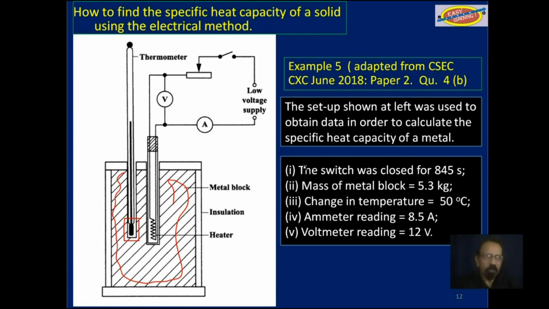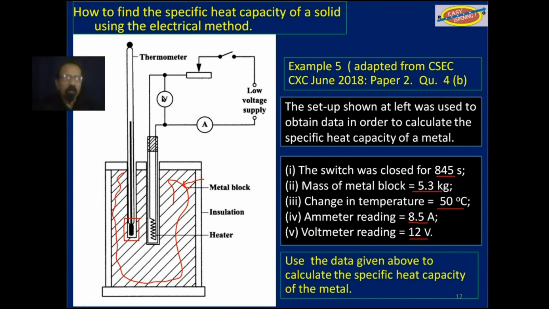We are told that the switch was closed for 845 seconds, that the mass of this metal block that you see here is 5.3 kilograms, that the change in temperature is 50 degrees Celsius. So you're not given the initial and final temperature. You are told that the change in temperature is 50 degrees Celsius. The ammeter reading is 8.5 amps, that's the current, and the voltmeter reading, which is the voltage, is 12 volts. You are to use the data given above to calculate the specific heat capacity of this metal. That's what you're supposed to do.